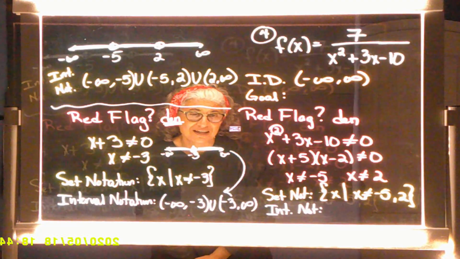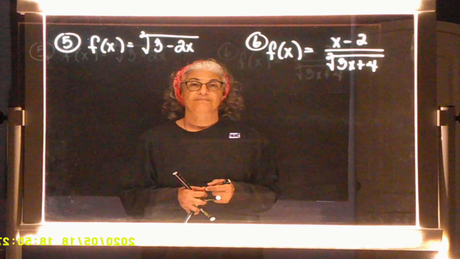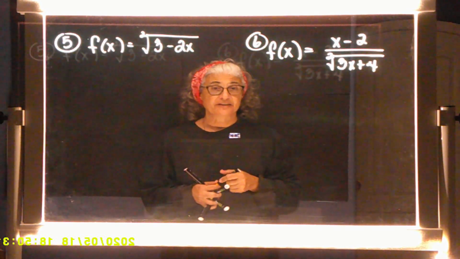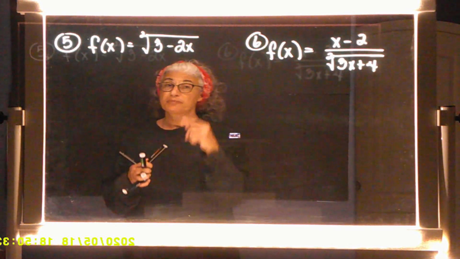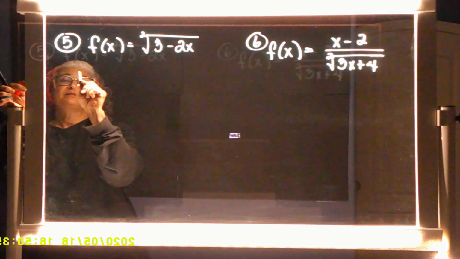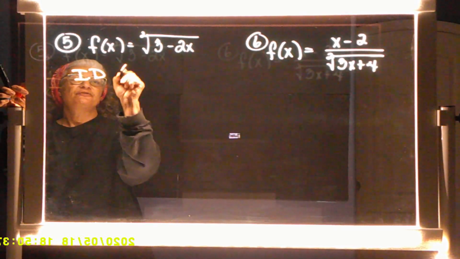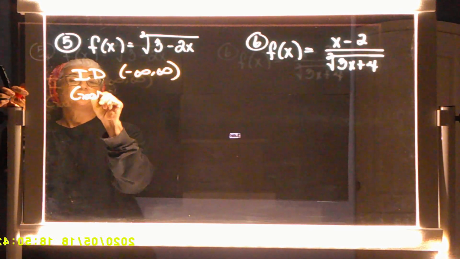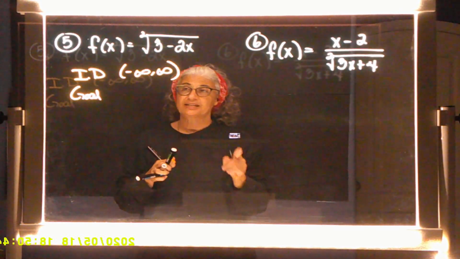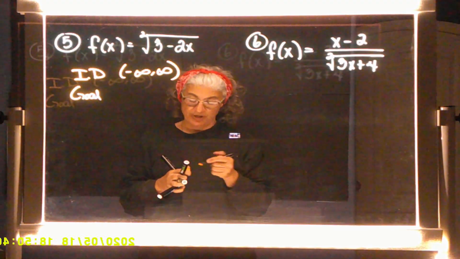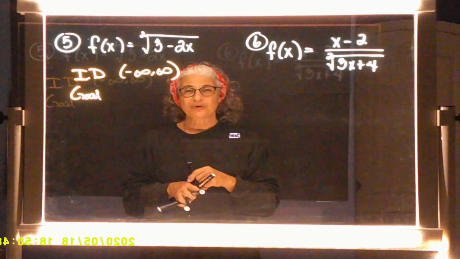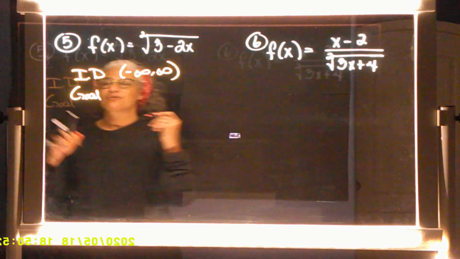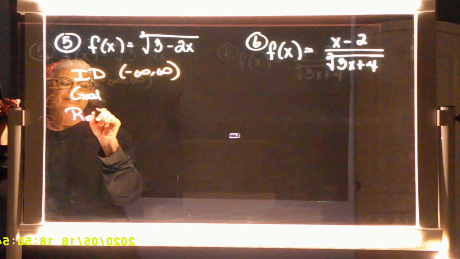Good? Hang in there. Okay, so I'm back. So let's look at number 5. We're still asked to find the domain. And so remember the initial domain is, that's right, negative infinity to positive infinity. And you have a goal. What's your goal? Your goal is to try to kick any numbers out of that initial domain, right? But the only way you can kick any numbers out is if you have a red flag. So let's take a look.